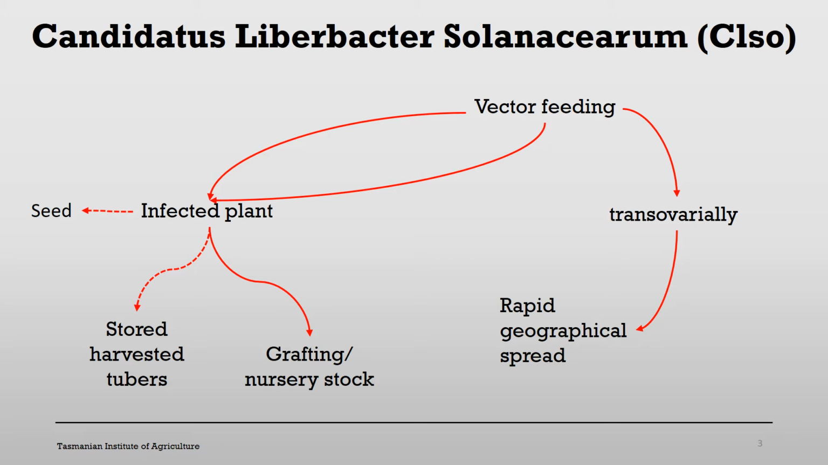This is the pathway of greatest concern, as they can carry the bacterium, transmit it to host plants, are quite mobile, and can transfer the bacterium through to their offspring. It's thought that the transovarial transmission helps maintain the disease through overwintering psyllids, and also assists the spread of CLSO over large geographical ranges.